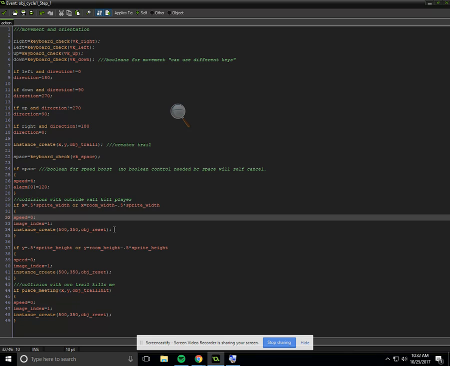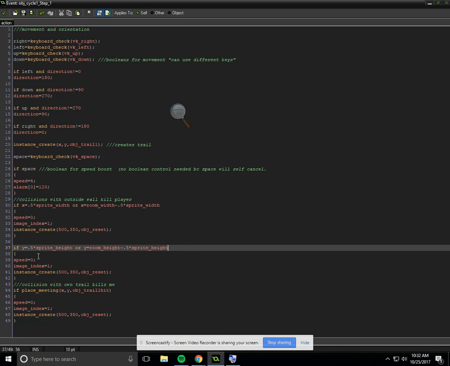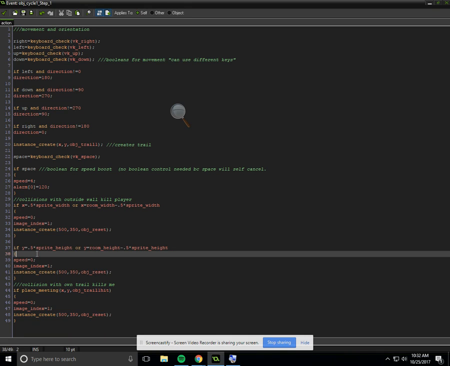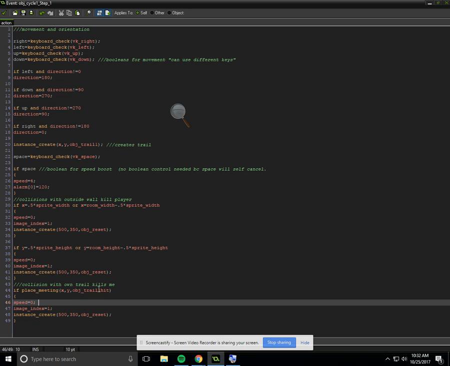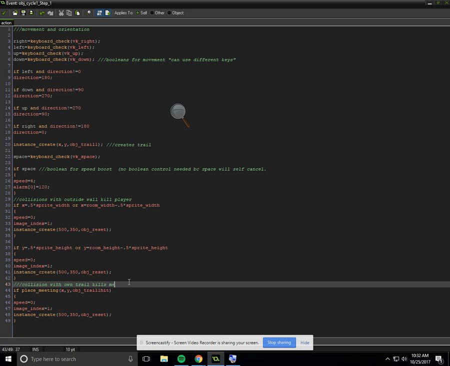create a reset button. By the same token, if we look at the up and down stuff, I also say if he's within a half of a sprite height of 0, or if he's within a half of a sprite height of room height, do the exact same stuff. While we're on it, I might as well take a look at how you get killed if you're on your own trail.